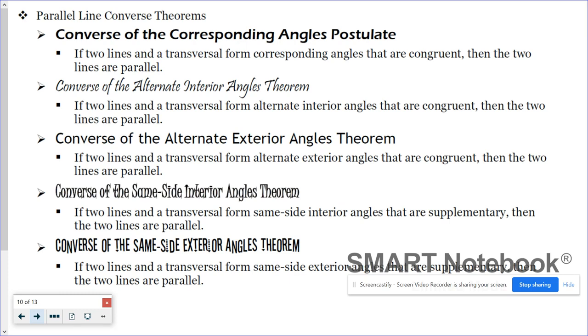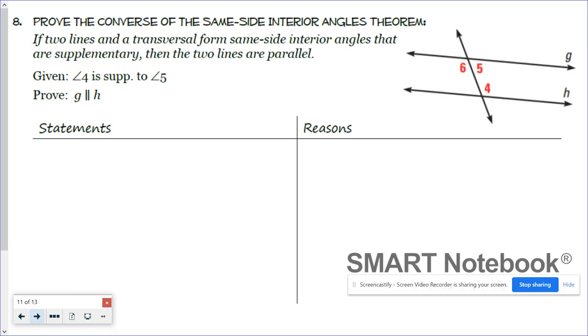So as soon as we establish one of those relationships, we can prove the two lines are parallel using the proper converse. Okay. And so in number 8 here, we're going to prove the converse of the same side interior angles theorem. Remember, when we prove theorems, we cannot use them in our proof. Okay. So I have 5 converses that I can use to prove two lines are parallel. In this problem, only 4 of them are available to us. Same side interior angles theorem is not available.